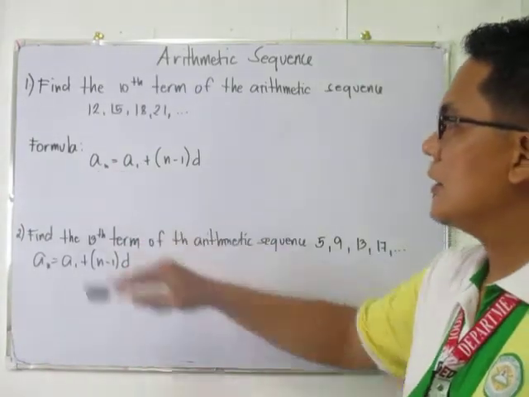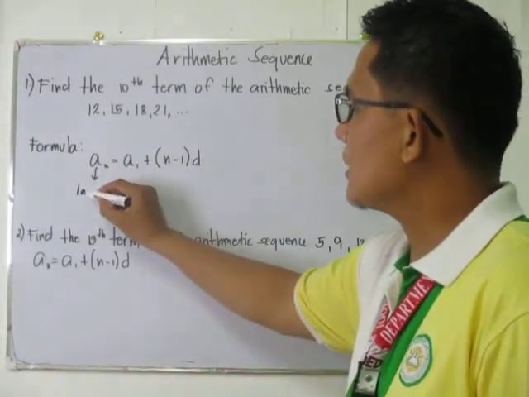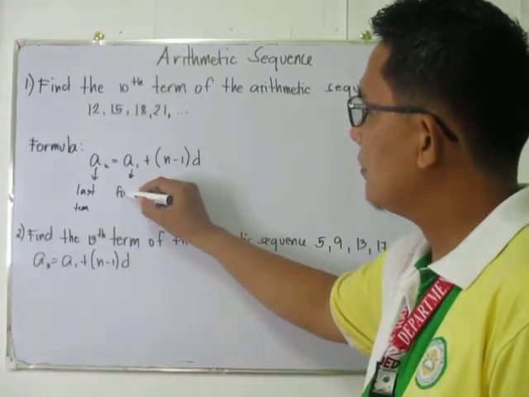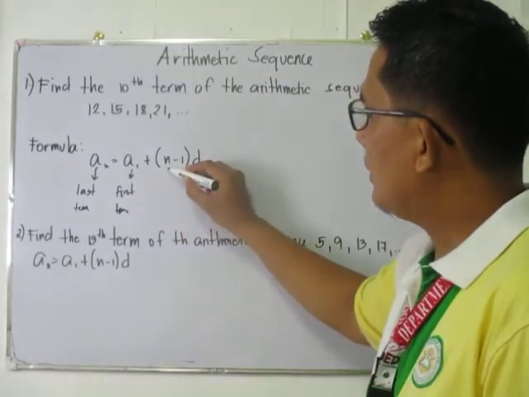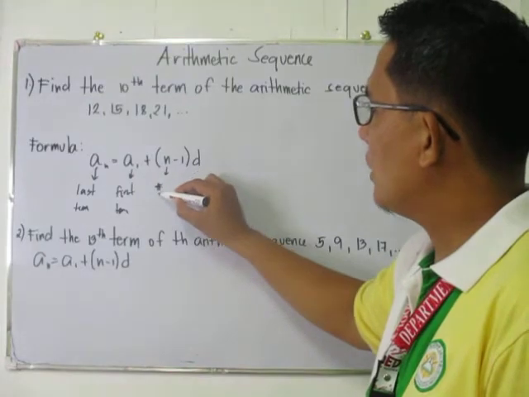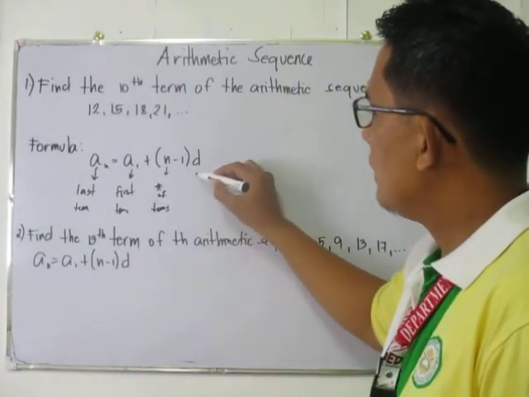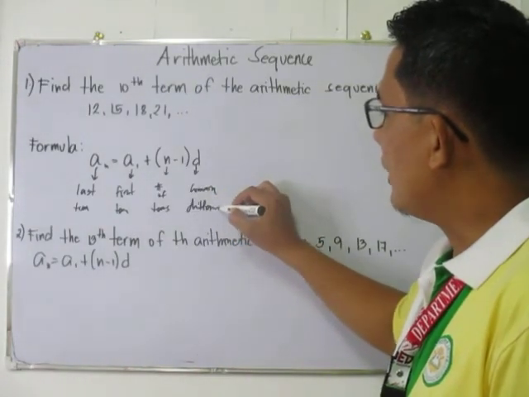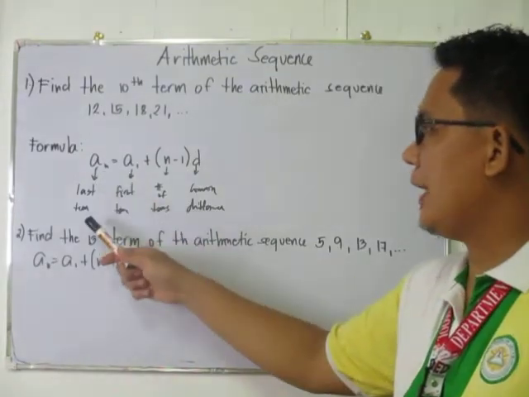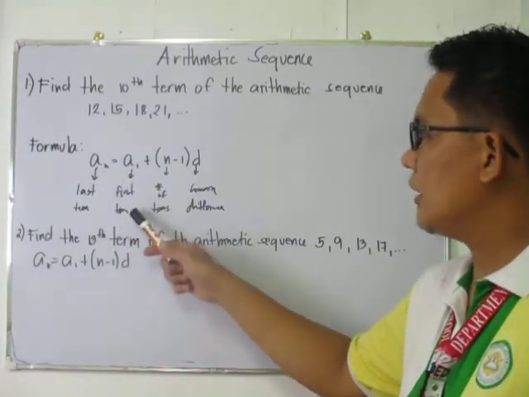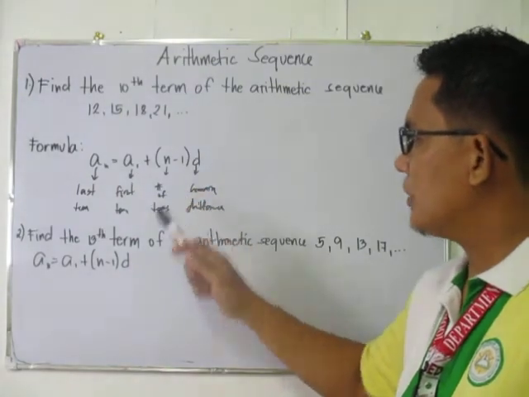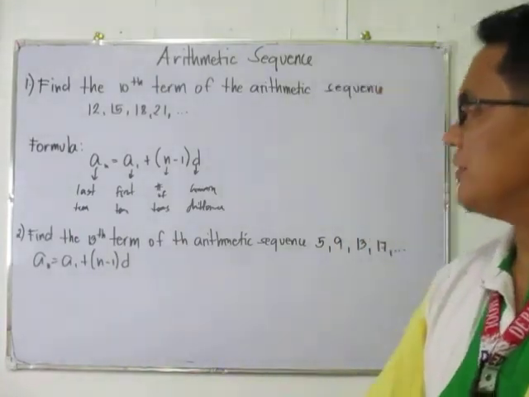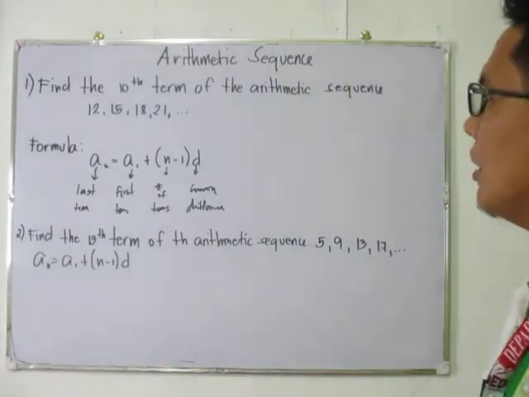Our a sub n represents the last term. Your a sub 1 represents the first term. And our n is the number of terms, and our d is the common difference. Okay, again? Our a sub n is for the last term, a sub 1 is for the first term, n is for the number of terms, and d is for the common difference. So let us try to solve the first example on number 1.